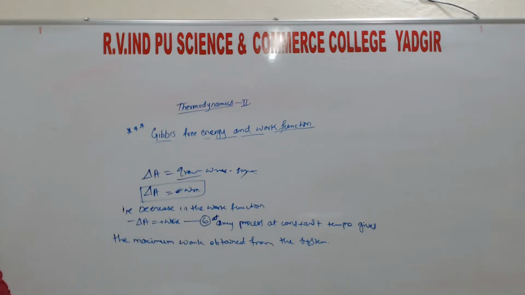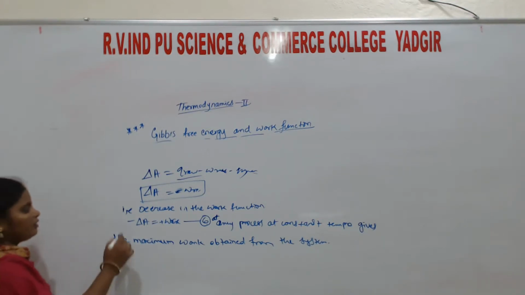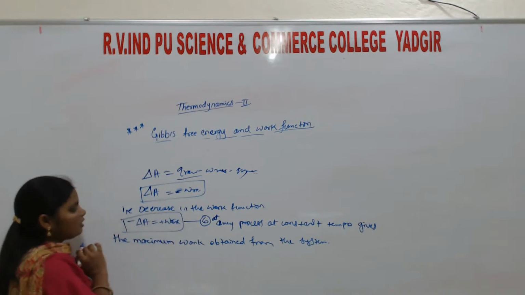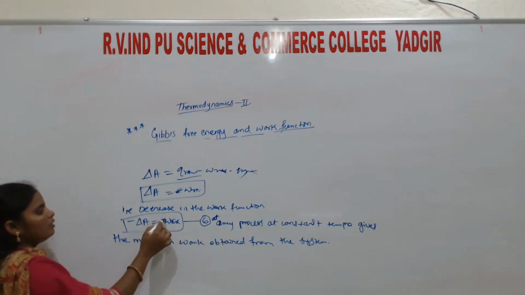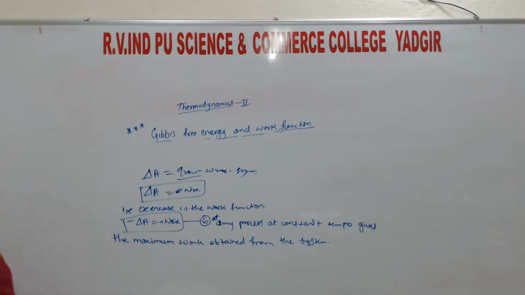This is the Gibbs free energy and work function. This equation is known as the work function, that is, delta A is equal to positive W. This is a state function, the work function.